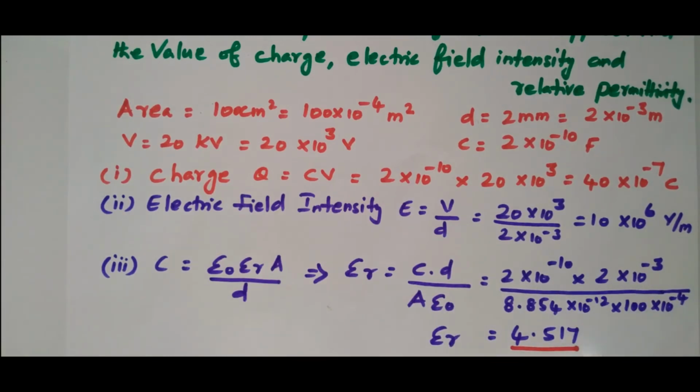4.517. Right? So in this problem we calculated the charge value, electric field intensity and the capacitance. From this capacitance we calculated relative permittivity. Right? So in this video we discussed the capacitance definition, derivation and two problems.